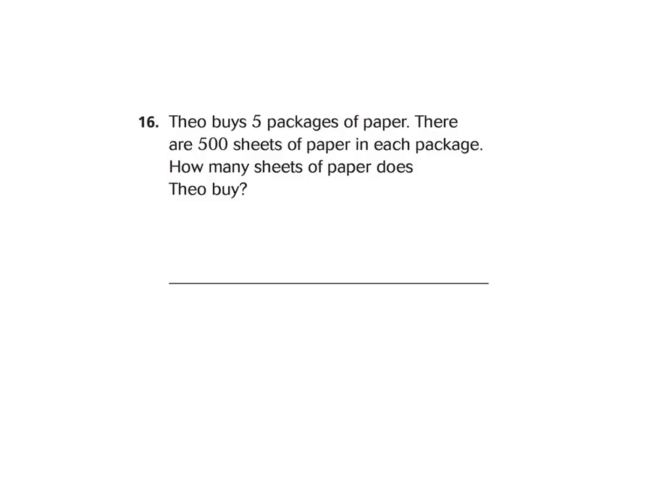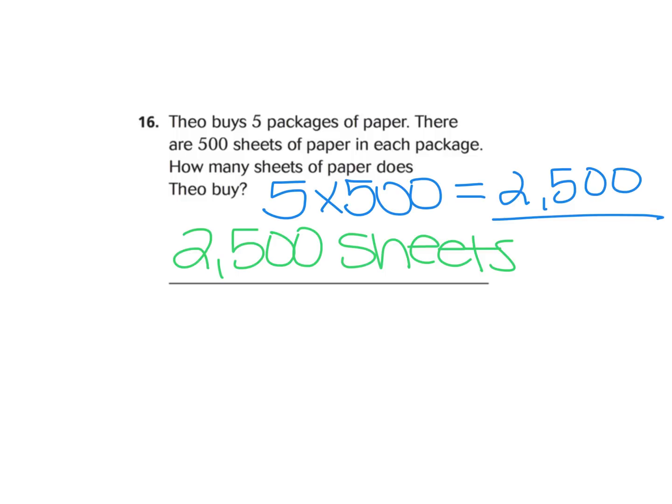Good luck to you. All right, it looks like we use our basic facts. 5 times 5 equals 25. And then we added our 2 zeros to hold our ones and our tens place. So it looks like you ended up with 2,500 as your answer. And it looks like Theo has 2,500 sheets of paper in all.